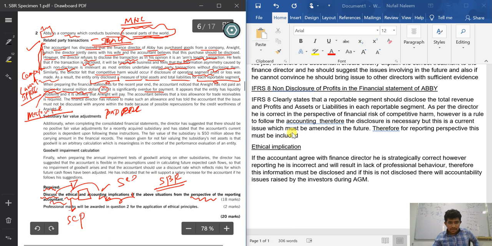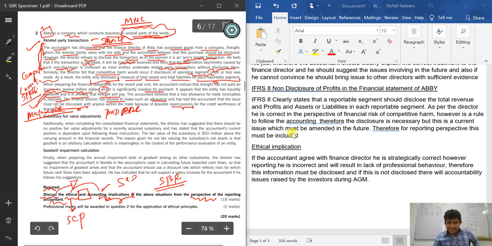The accountant believes that the loss allowance for trade receivables is required, and I agree with the accountant. The finance director has refused to make such allowance and has told the accountant that this issue must not be discussed with anyone within the trade because of possible repercussion for creditworthiness of Arvite. So here there is a self-interest threat of the director. Please be careful. He is protecting his own company, which he has the stake in with his own wife. But practically it's an ethical issue. It's lack of integrity from the finance director. But if you are going along with them, again, as an accountant, you are losing the integrity also. Why did you accept the finance director will be a question by the auditors. So you need to be very careful in the point of the accountant.